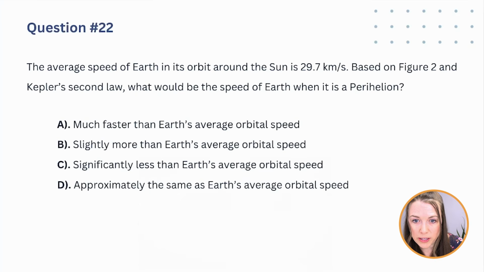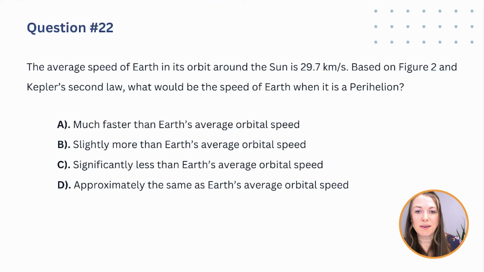So going back to the question, essentially, when it's close to the sun, what's going to happen? So much faster than the Earth's average speed. Well, is it going to be much faster? I don't know. Let's look at letter B. Slightly more than the Earth's average orbital speed. Significantly less. Well, we know it's not less, right? We know it's going to be more. Approximately the same. No, we know that it's going to be more because it is closer to the sun, right? It's in its perihelion. Okay, so we have to decide between much faster and slightly faster.